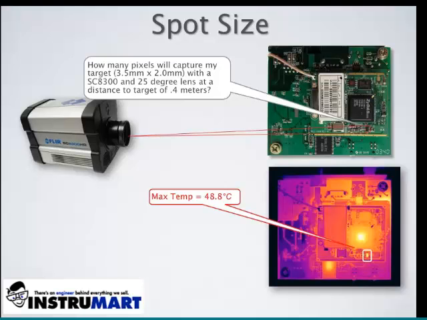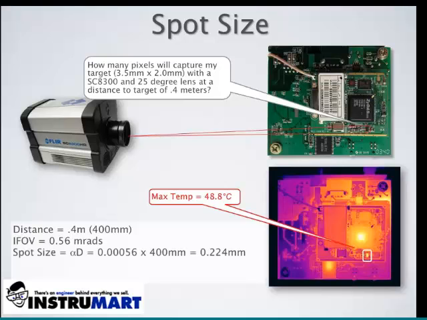And this camera, let's say that we have a 25-degree lens on it, and we're at that 0.4 meters distance. Well, how does the spot size compare to this camera? The distance, again, is still 0.4 or 400 millimeters. My instantaneous field of view is 0.56. So I multiply those two parameters, and I see that my spot size now becomes very small, 0.2 millimeters. And in the image, you can visibly see the difference from the previous images. And that's because I have more pixels, and my spot size is a lot smaller.